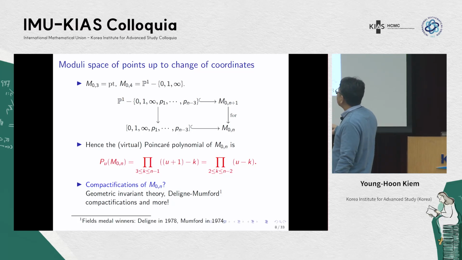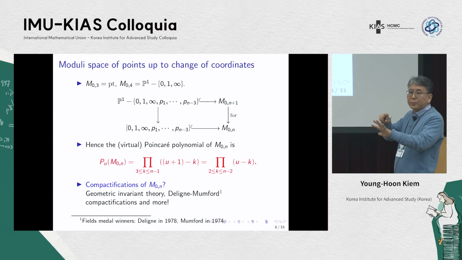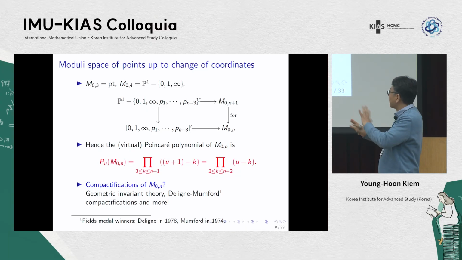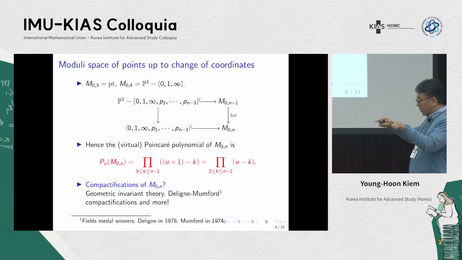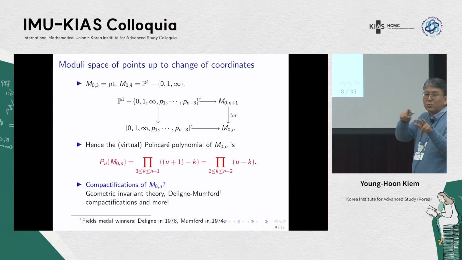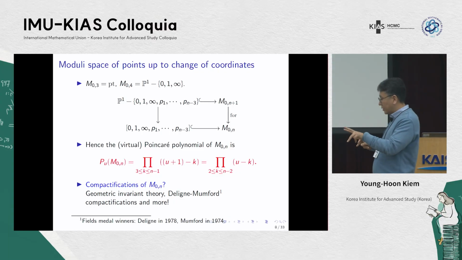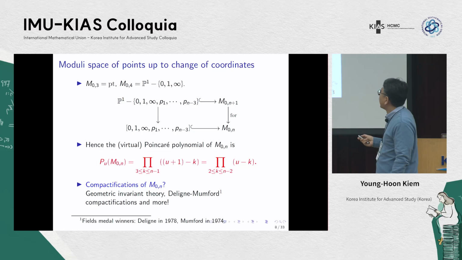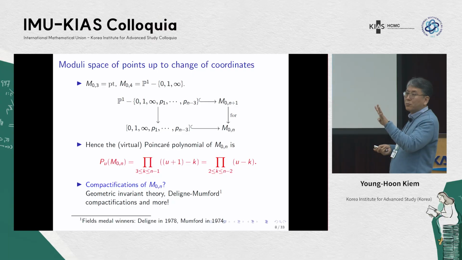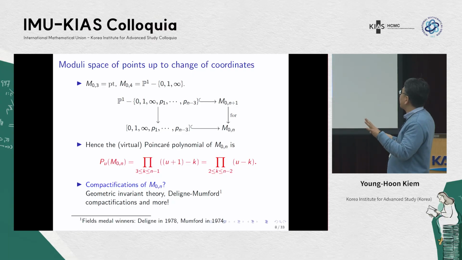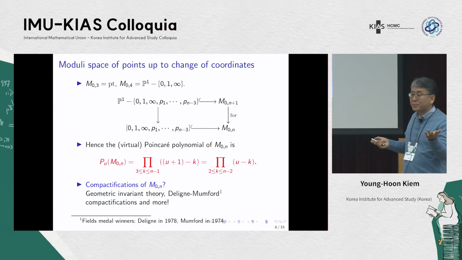Okay, so before that, let's talk about some examples. M03 is the set of 3 points on P1 up to change of coordinates, fractional linear transformations. We all know from complex analysis that if you have 3 distinct points in P1, you can send them to the standard position 0, 1, infinity by applying a fractional linear transformation. So the moduli space is just a point, because I can send any 3 points to 0, 1, infinity. And M04, what is M04? I have to pick 4 points on P1, but my 3 points can be mapped to 0, 1, infinity, and my 4th point should be distinct from these 3 points. So this is the moduli space.